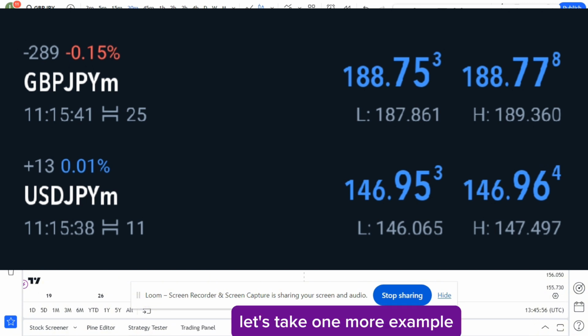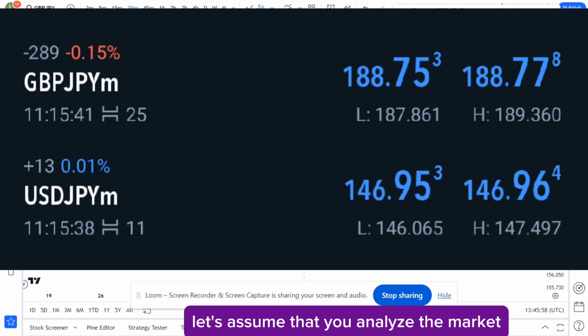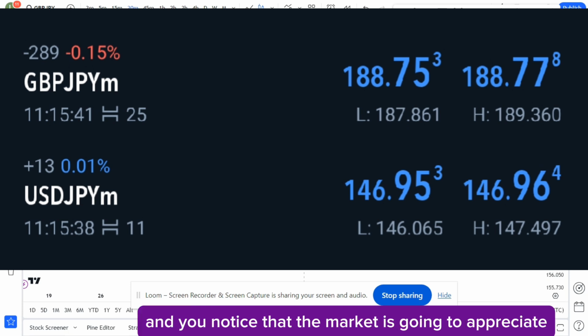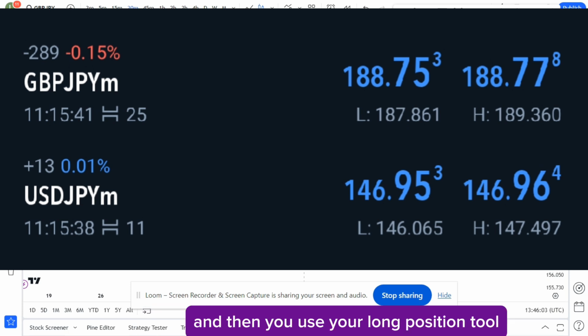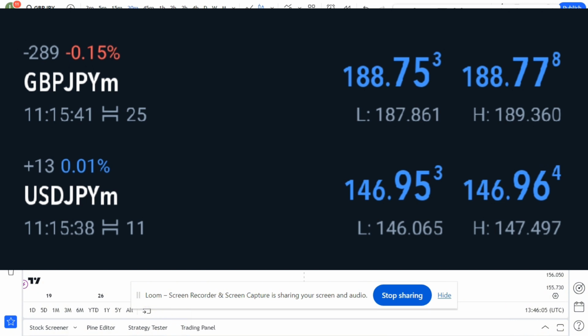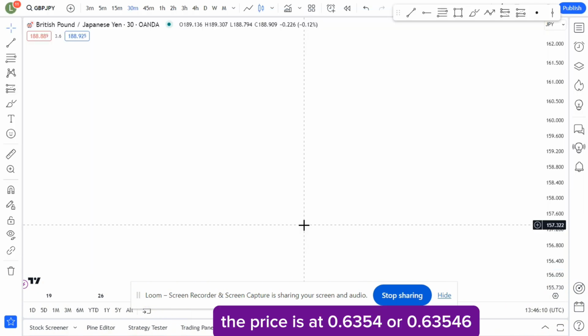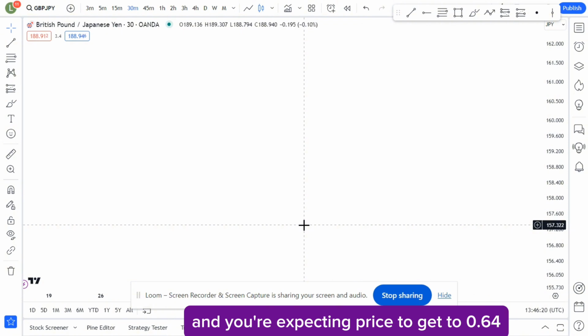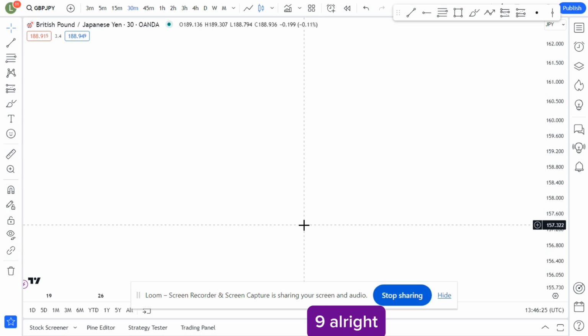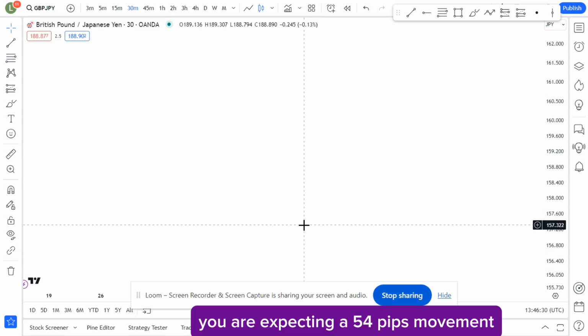Let's take one more example. Let's assume that you analyze the market and you notice that the market is going to appreciate, and then you use your long position tool, and let's say the price is at 0.63546, and you're expecting price to get to 0.64089. All right, you are expecting a 54 pips movement.